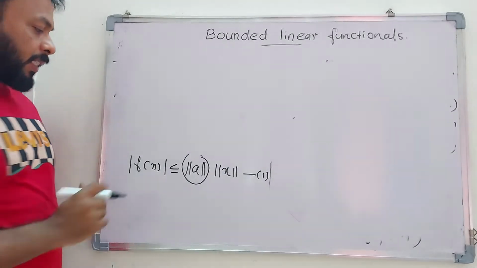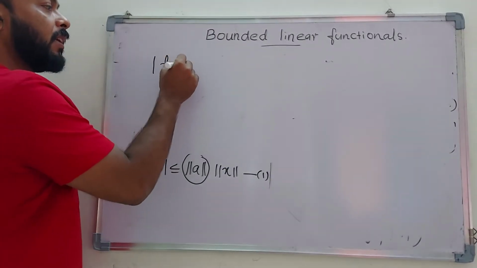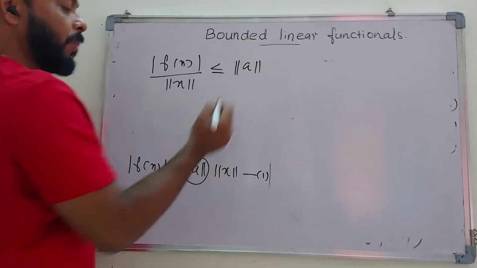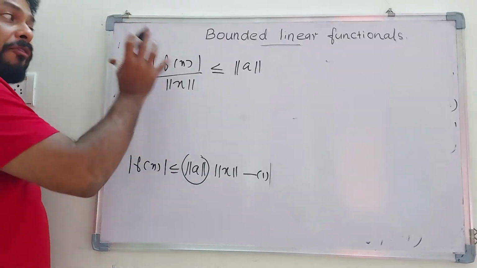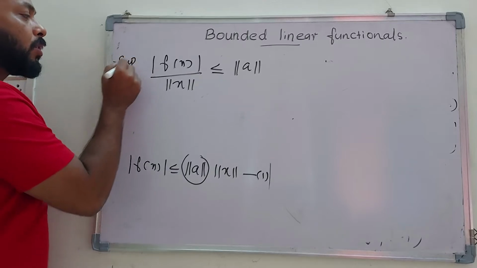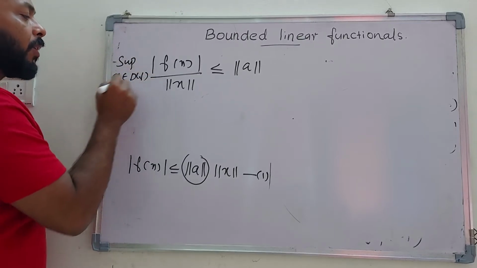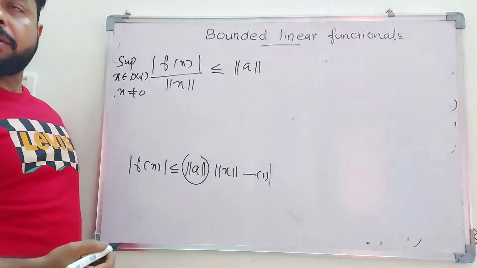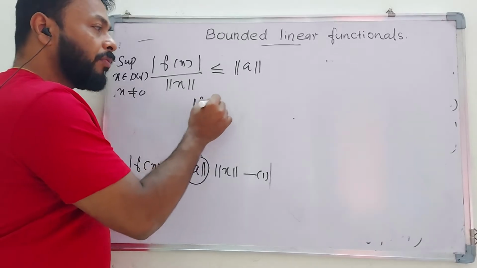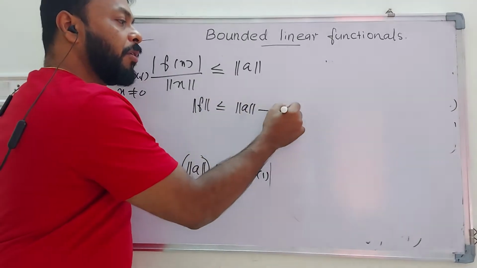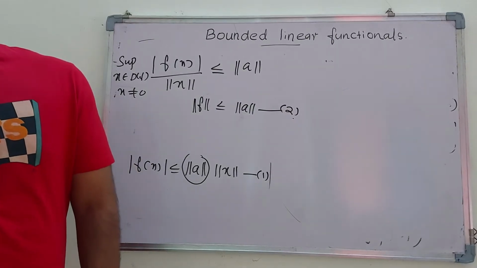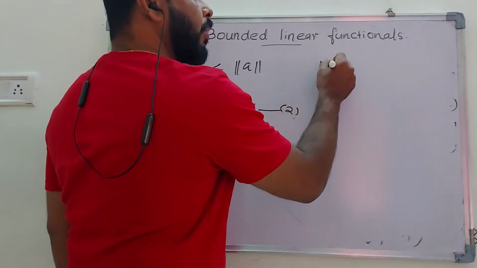From this equation, it is clear that mod f of x divided by norm x is less than or equal to norm of a, by dividing throughout by norm x. So for every x, mod f of x by norm x is less than or equal to norm a, which means the supremum over x belonging to the domain of f, x not equal to 0, is also less than or equal to norm a. This is the definition of norm f. That means norm of f is less than or equal to norm a. Equation 2.